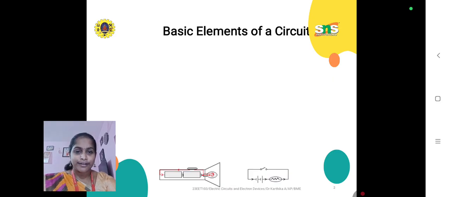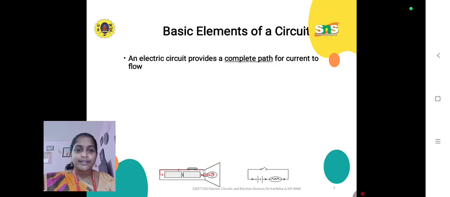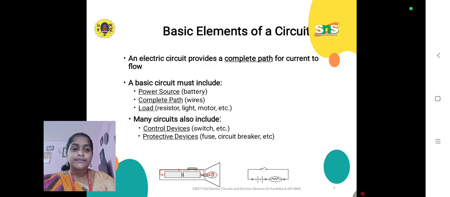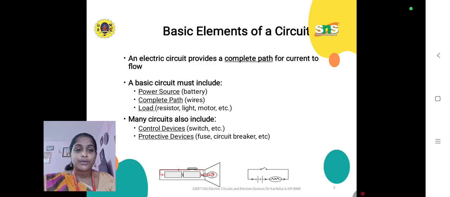First of all, we are going to discuss the basic elements of circuits. An electric circuit provides a complete path for current to flow. We know that very well. A basic circuit must include a battery, a power source, a complete path, wires, and a load. Load means resistor, light, motor, like that. Many circuits include control devices like a switch, and protective devices like fuses and circuit breakers.